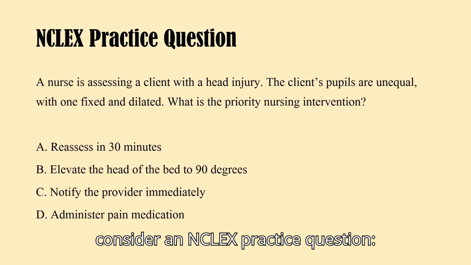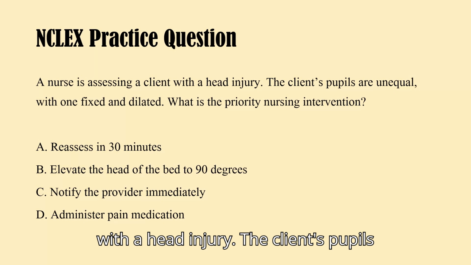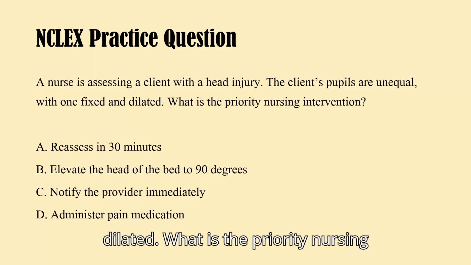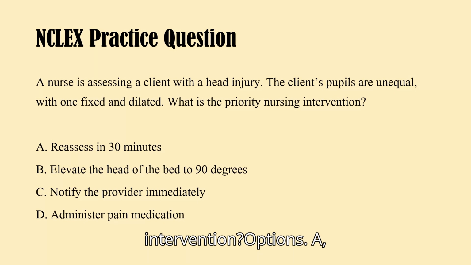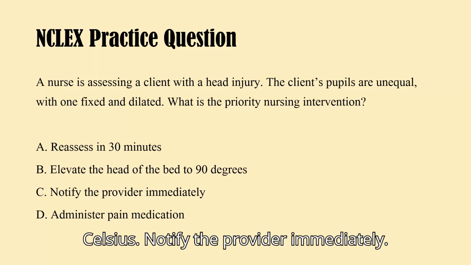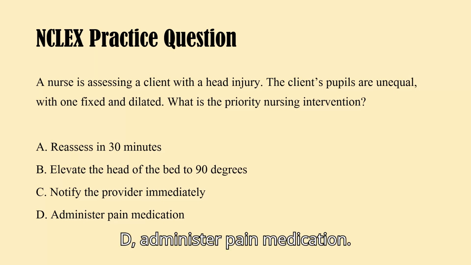Now consider an NCLEX practice question. Scenario: a nurse is assessing a client with a head injury. The client's pupils are unequal, with one pupil fixed and dilated. What is the priority nursing intervention? Options: A. Reassess in 30 minutes. B. Elevate the head of the bed to 90 degrees Celsius. C. Notify the provider immediately. D. Administer pain medication.